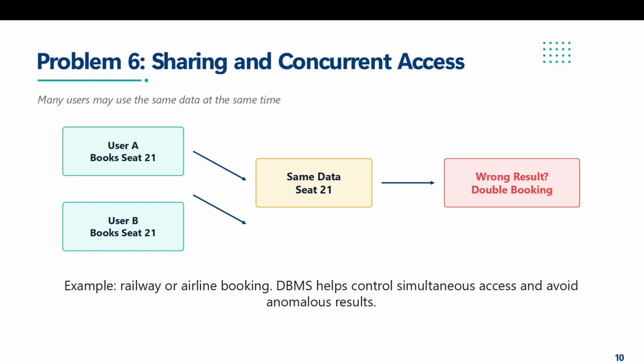Then it will lead to confusion. That is a wrong result, and this is called an anomalous result. In a simple file system, handling many users at the same time is difficult. But DBMS has mechanisms to control simultaneous access. It can make sure that one seat is booked only once. So when many users share the same data, DBMS is much safer and is considered more reliable.